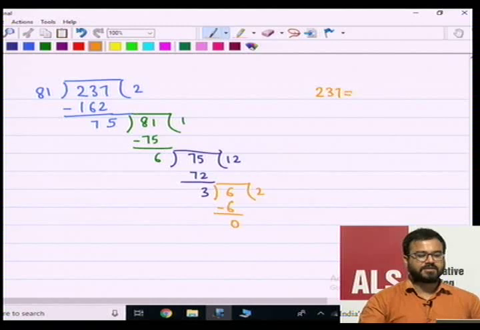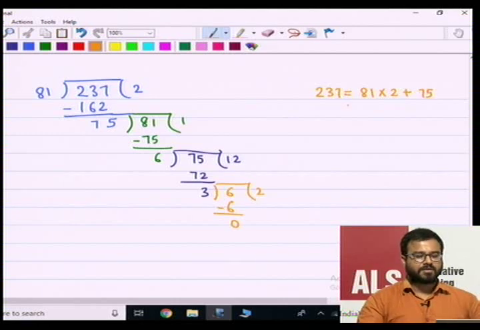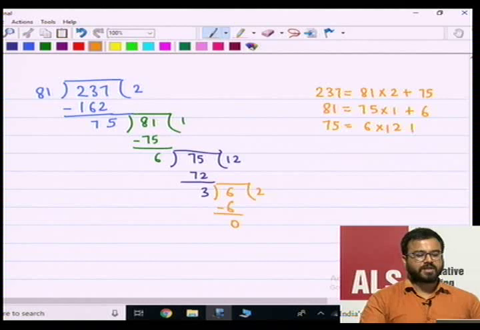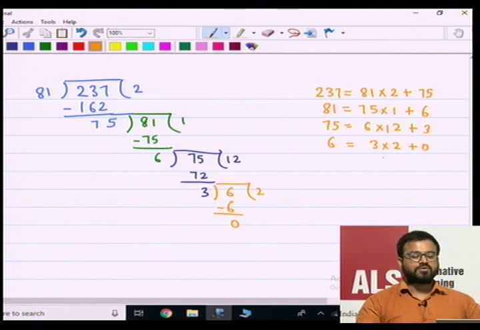237 is equal to dividend into quotient plus remainder, which is 75. Now 81 is equal to divisor into quotient plus remainder. With the help of this flow chart, we can write this algorithm. And then 75 is equal to 6 into 12 plus 3. And then 6 is equal to 3 into 2 plus 0. So this is 0, so 3 is the HCF.